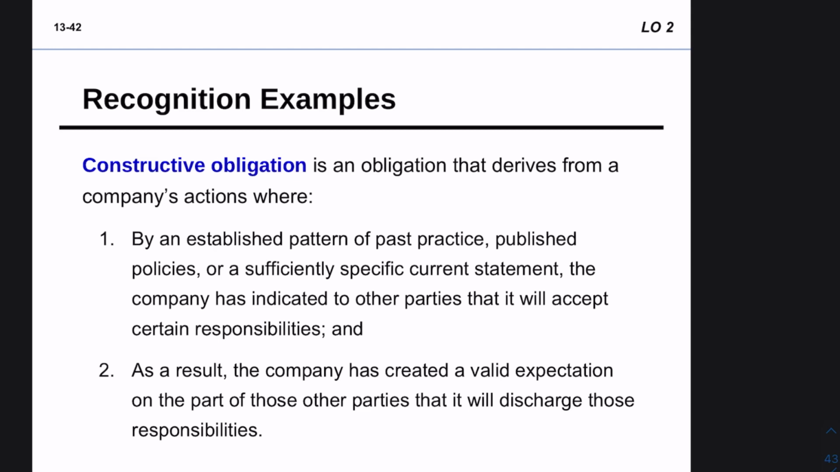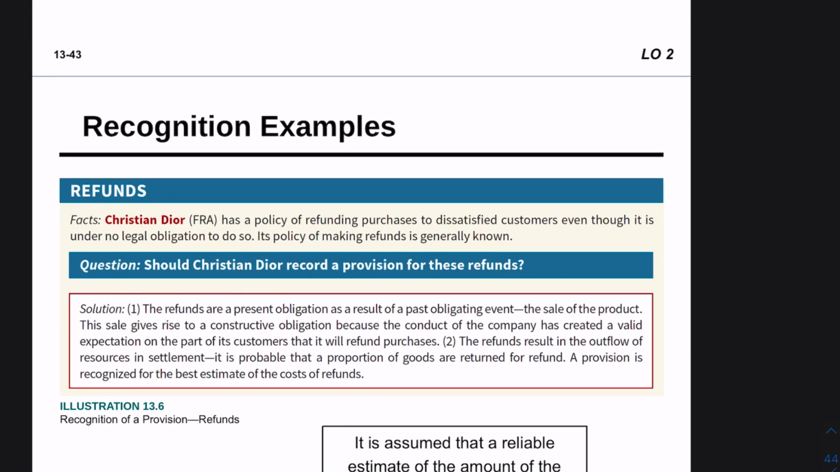Okay, so here we have an example of Dior. They have a policy of refunding purchases to dissatisfied customers, even though they are under no legal obligation. So there is no legal obligation, okay? But it is generally known that they will refund their dissatisfied customers. Should we recognize the provision? Yes, we will recognize it. Whether it's a legal obligation or a constructive obligation, we will treat them the same, okay? So now, since those three conditions are met, we will recognize the provision.